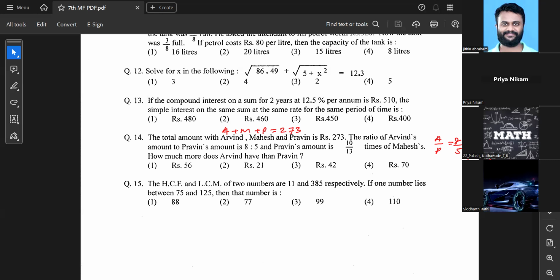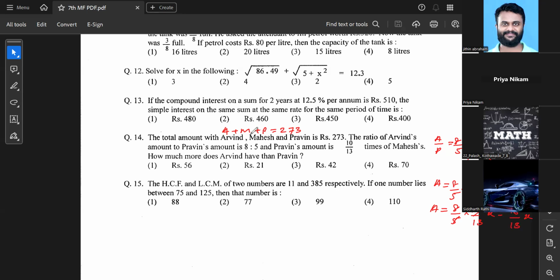Okay, so I'll just give you a gist. Take this Mahesh's value as x. So P is equal to 10 by 13 x. On the other hand, you have A is equal to 8 by 5 P, where instead of P you will substitute this. So that gives you A is equal to 8 upon 5 multiplied by 10 by 13 x. So that gives you 16 upon 13x.